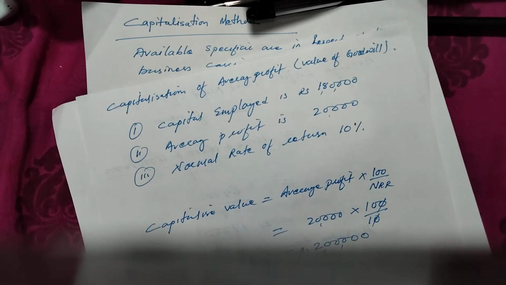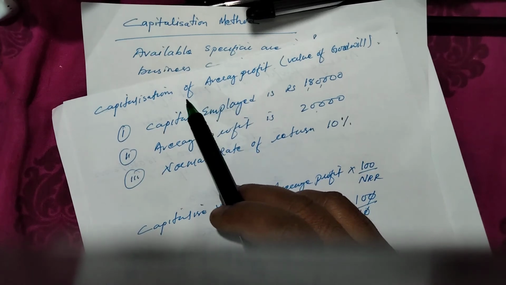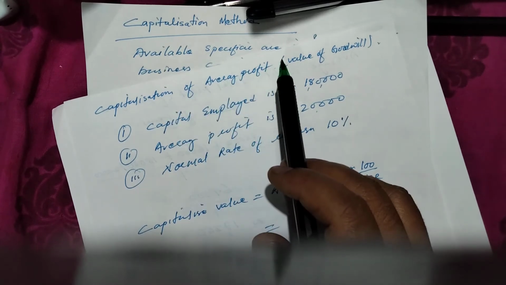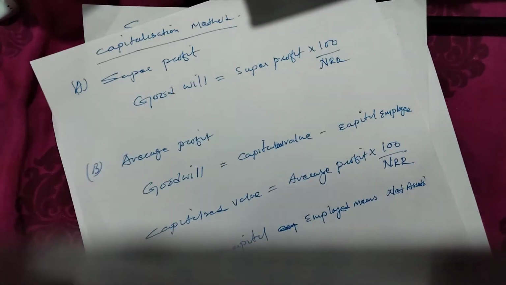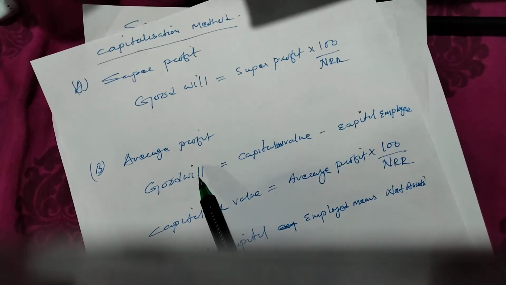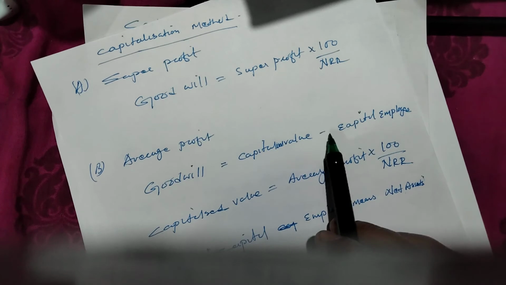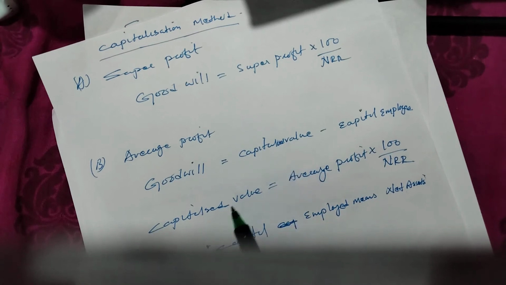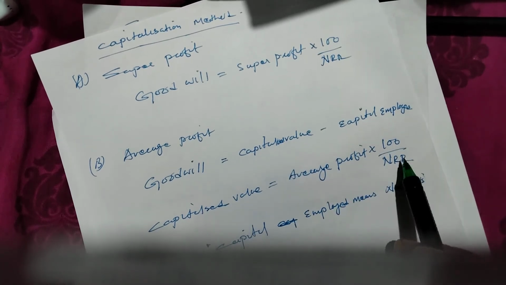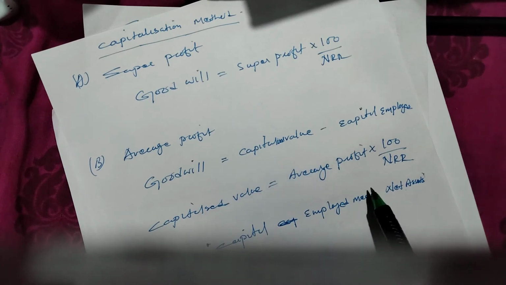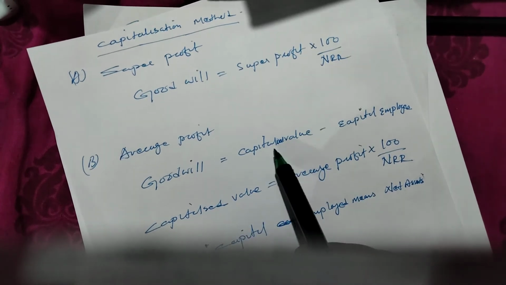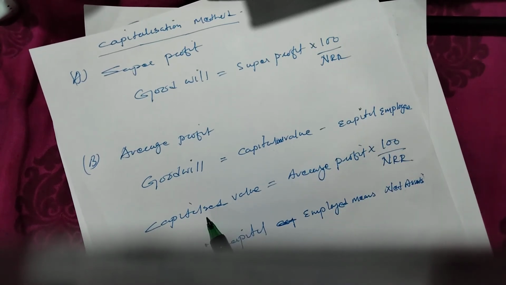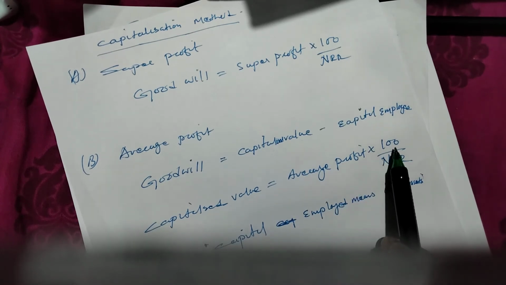Now we are going to solve one question from capitalized value of average profit. We have to find the value of goodwill through the capitalized value of average profit method. Your formula is goodwill is equal to capitalized value minus capital employed. So you have to find the capitalized value. Capitalized value is equal to average profit into 100 divided by NRR.